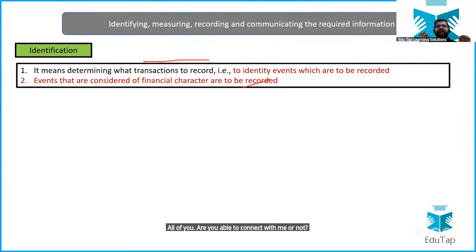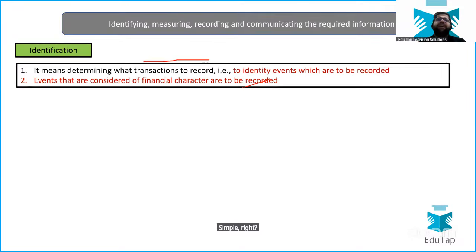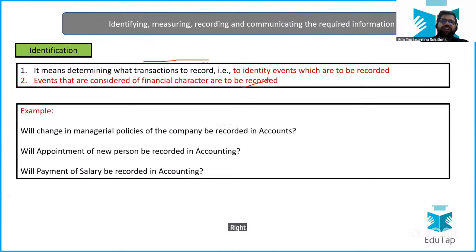So basically, in identifying, we check whether the transaction, situation, or event which is happening in my company is an economic event or not. Simple, right? Once you identify that yes, sir, this is an economic event, then you measure it. Measure in what terms? In monetary terms, right? So in measuring, you check what the monetary value of it is.